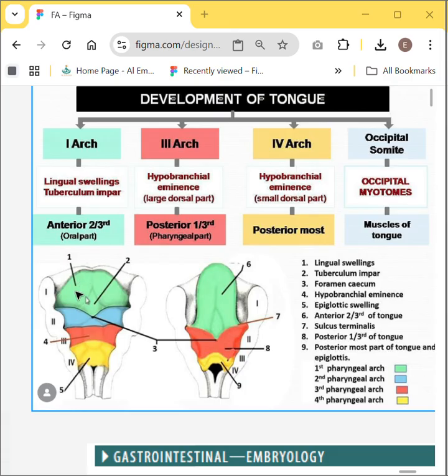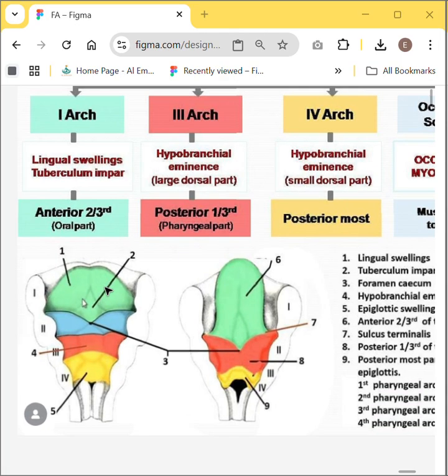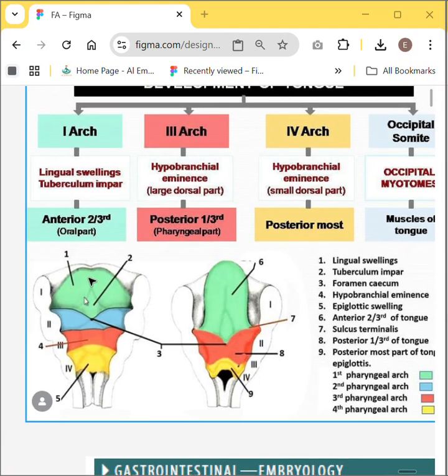The first arch creates the two lingual swellings and this small midline area called the tuberculum impar. Then the third pharyngeal arch takes part in forming the hypobranchial eminence, which you can see here. This small hole is called the foramen cecum, and you can see it here.